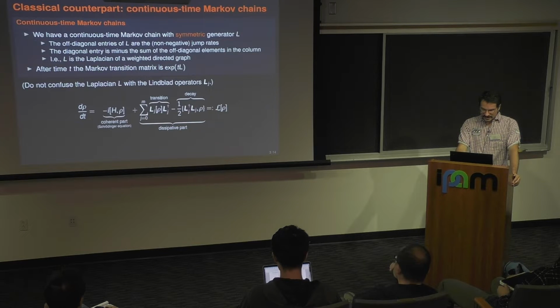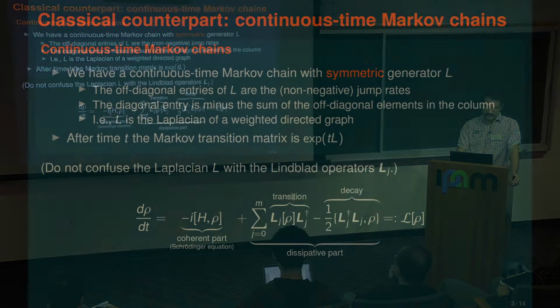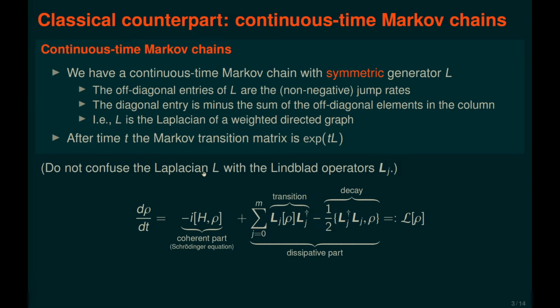And here, once again, is how the Lindbladian looked. Please don't confuse the Laplacian L, which was the generator matrix in the classical case, with the Lindblad operators, which are also operators, but describe the transitions for the individual jumps in the quantum picture. And of course, there is this coherent evolution part that has no classical analog, but once again, we will not focus too much on that part in this talk. We rather want to understand how to handle this dissipative part.